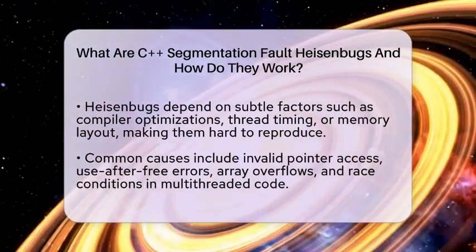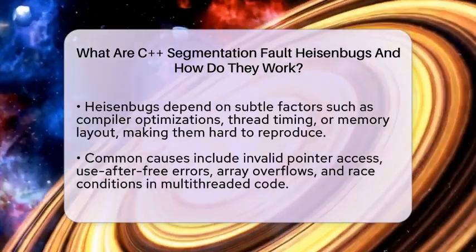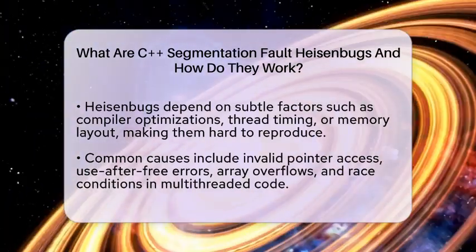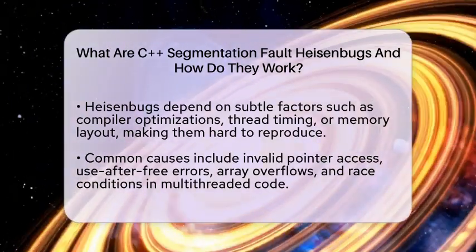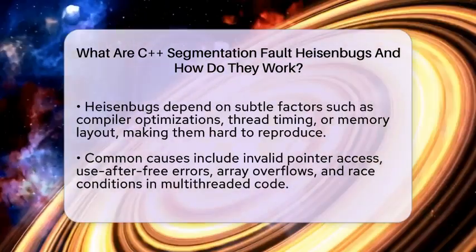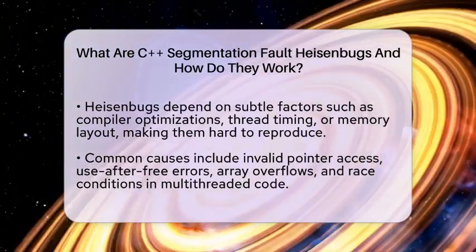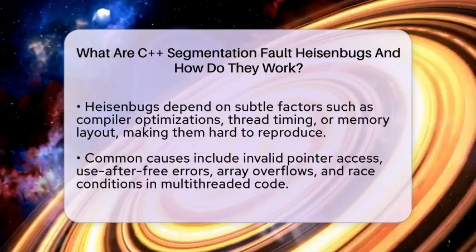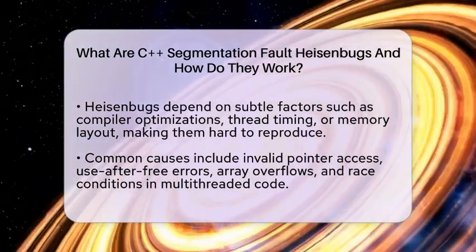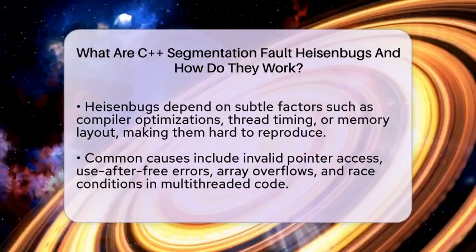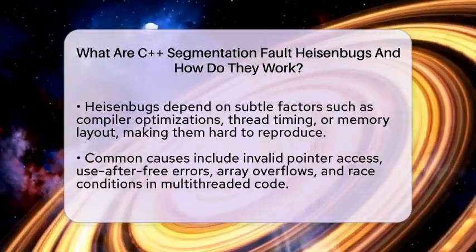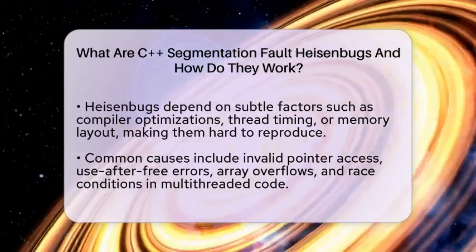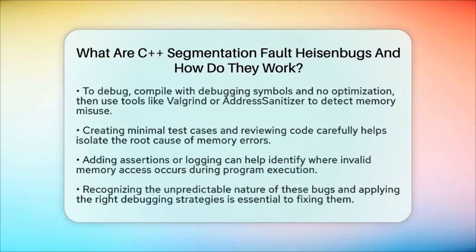Heisenbugs are especially hard to reproduce because they depend on subtle factors like compiler optimizations, thread timing, or memory layout. Sometimes the bug only shows up with specific input data or under certain system conditions. It's like trying to catch a shadow that keeps moving just out of reach. Common causes in C++ include accessing pointers that are invalid, using objects after they've been destroyed, or writing past the end of an array. Race conditions in multithreaded programs can also trigger segmentation faults that behave unpredictably.